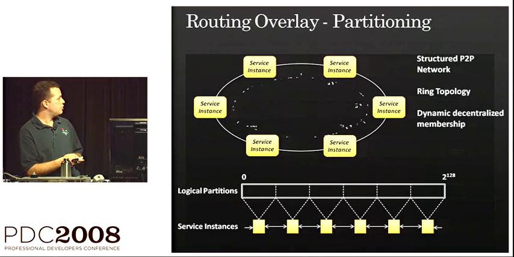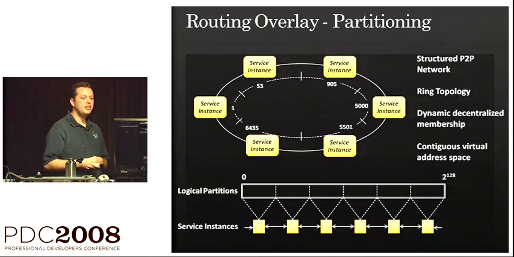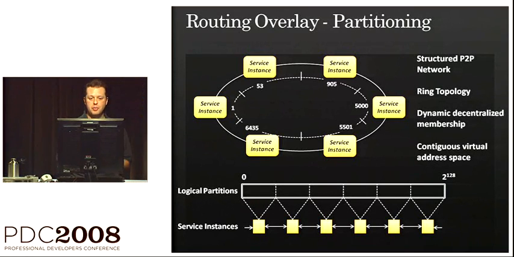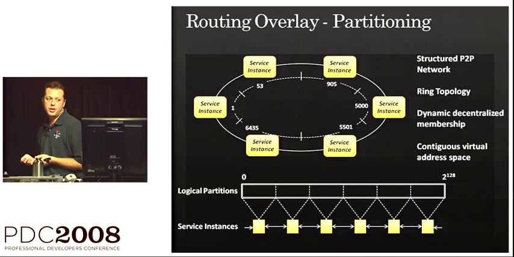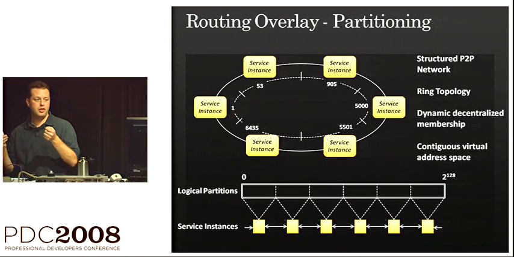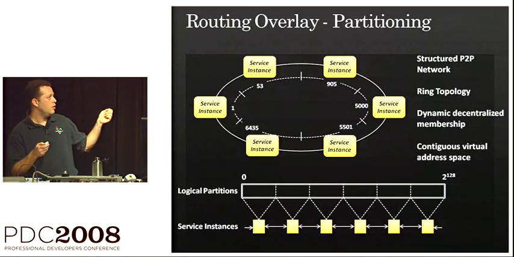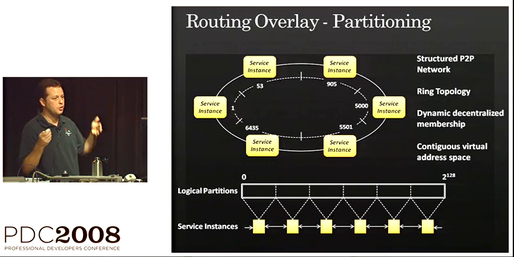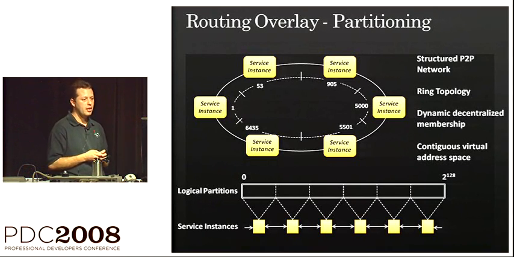Now each node has an identifier of its own. And it turns out the ring is sorted by node identifiers. There's a protocol for joining the ring where essentially a new node will insert itself into the ring between the two nodes that have the closest ID to its own. So the ring stays sorted as nodes join and depart.